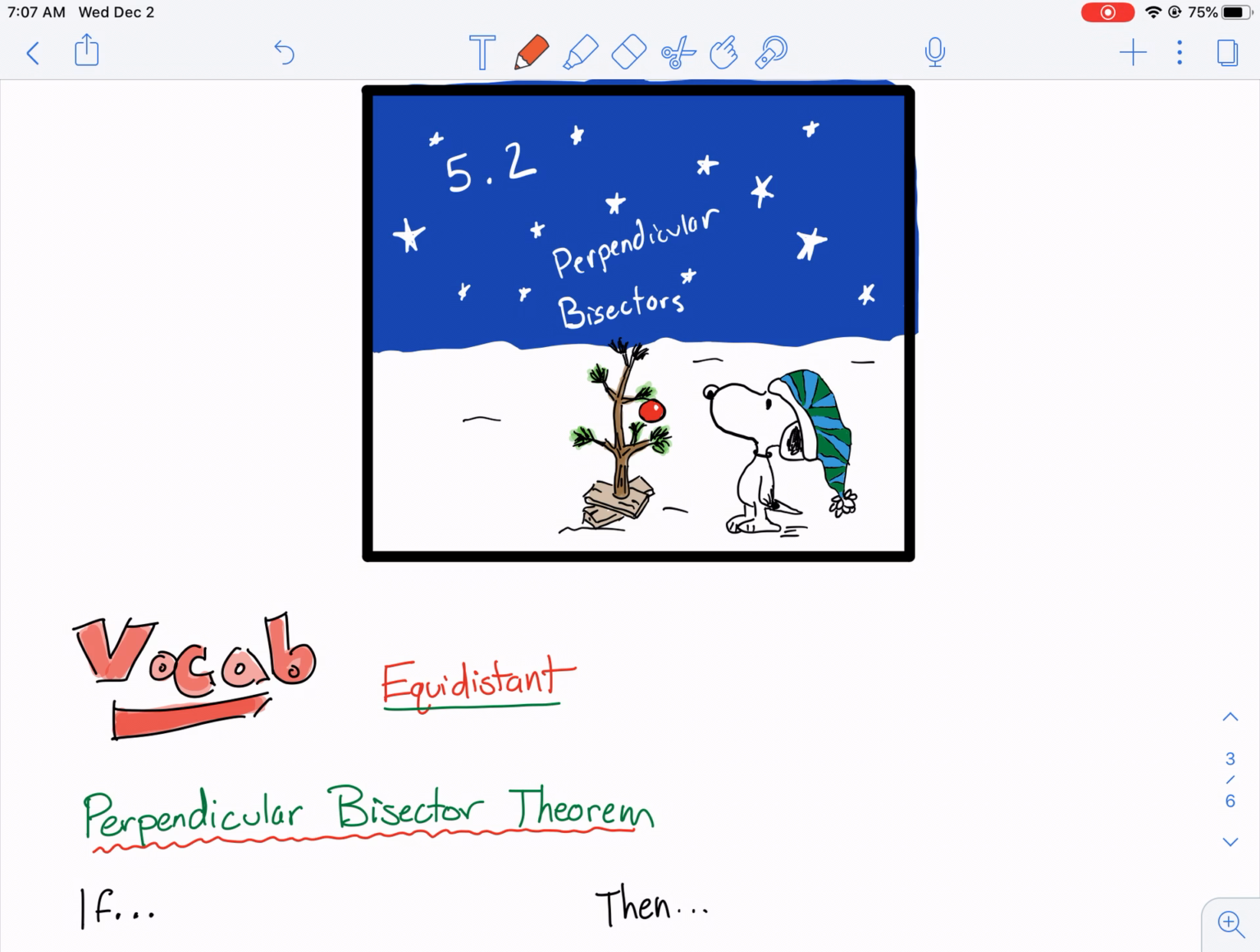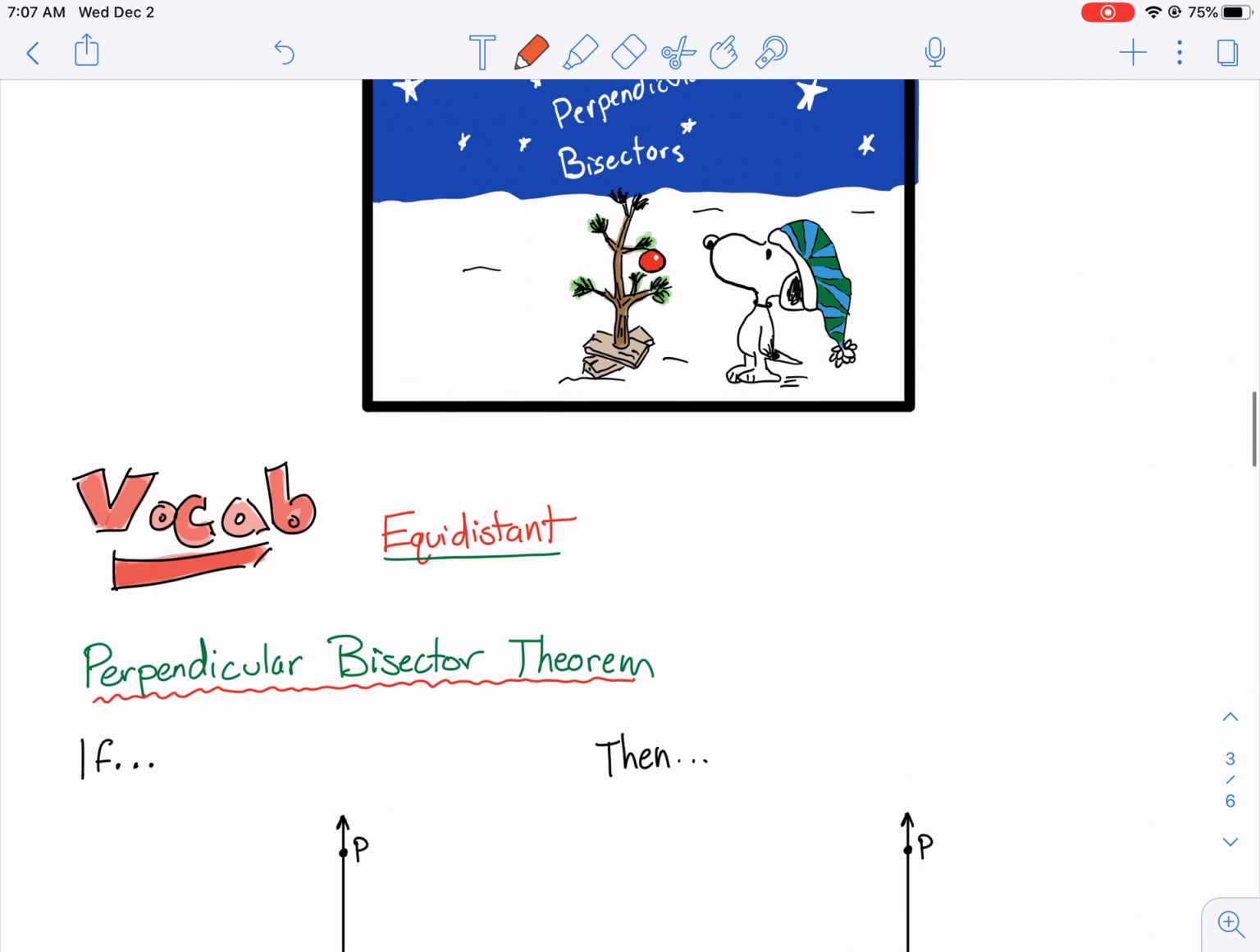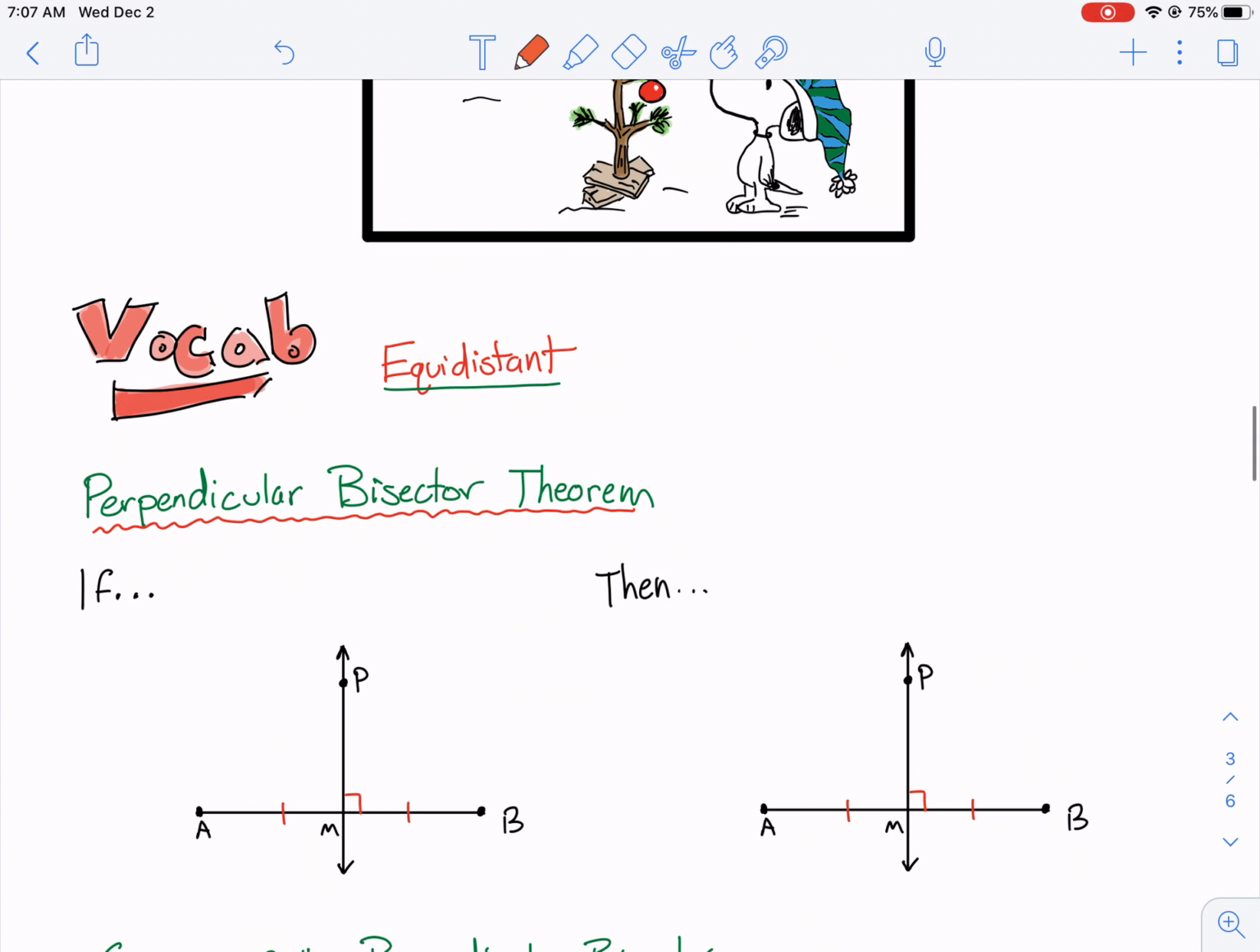Let's go ahead and get started with section 5.2, which is about perpendicular bisectors. First thing we need to understand is some vocab.